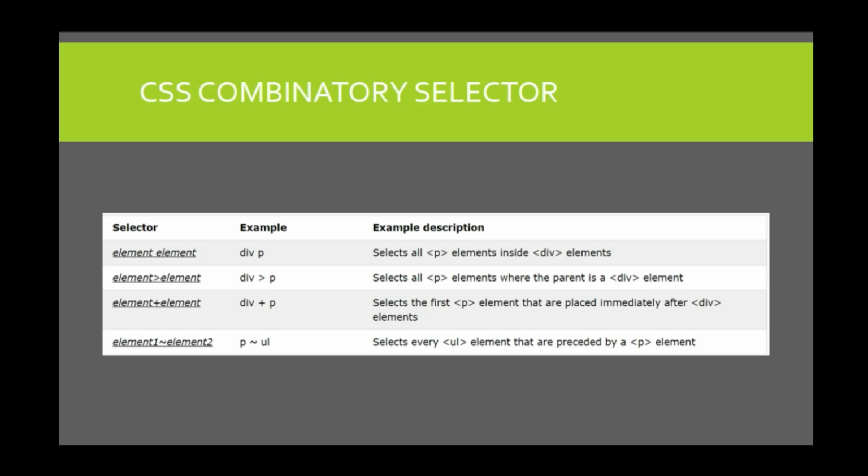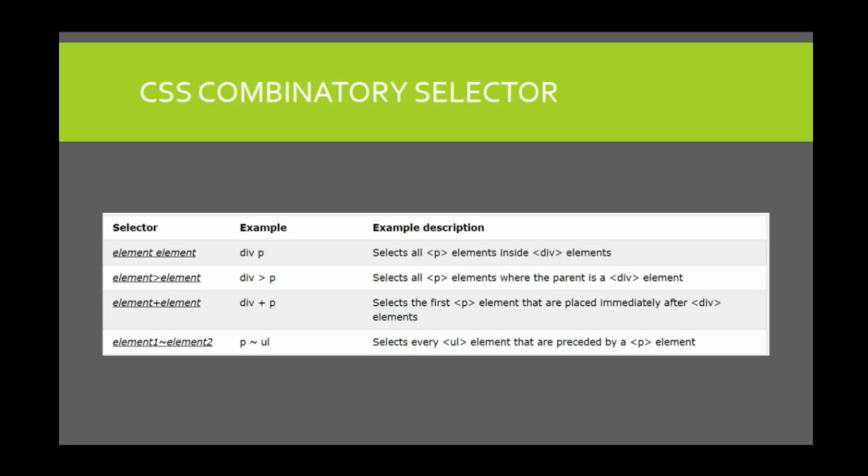Okay, this is the table for CSS combinator selectors. For the selector element, example div P, this selects all P elements inside the div element. Next we have element greater than element, so div greater than P selects all P elements where the parent is a div. For element plus element, it selects the first P element that is placed immediately after a div element.